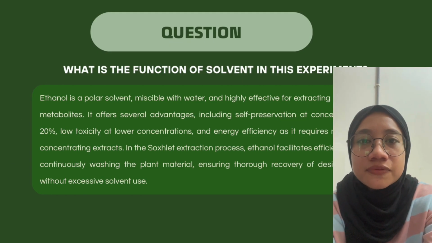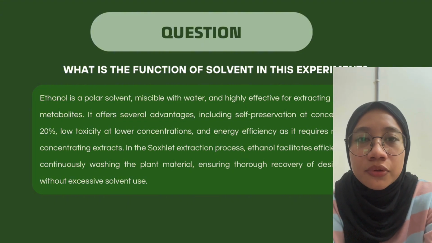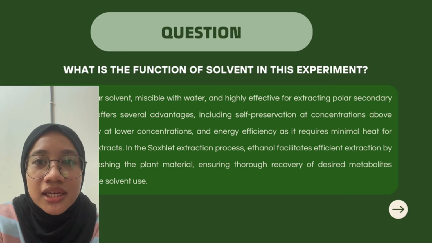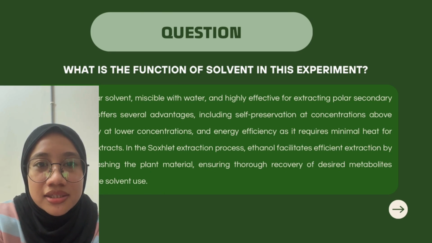Question: what is the function of solvent in this experiment? Ethanol is a polar solvent miscible with water and highly effective for extracting polar secondary metabolites. It offers several advantages, including self-preservation at concentrations above 20%, low toxicity at lower concentrations, and energy efficiency as it requires minimal heat for concentrating extract. In the Soxhlet extraction process, ethanol facilitates efficient extraction by continuously washing the plant material, ensuring recovery of desired metabolites without excessive solvent use.